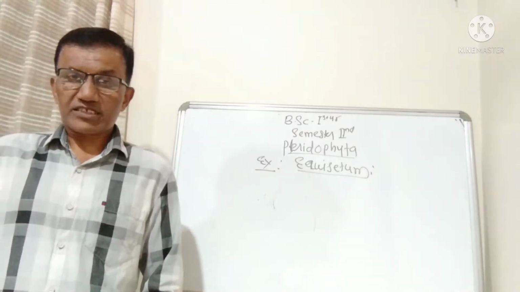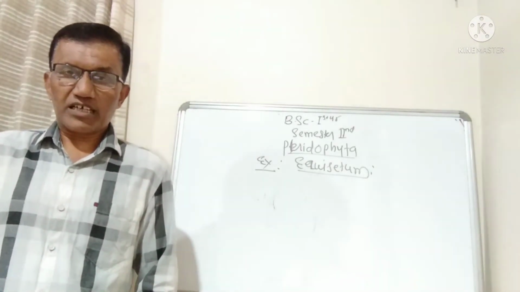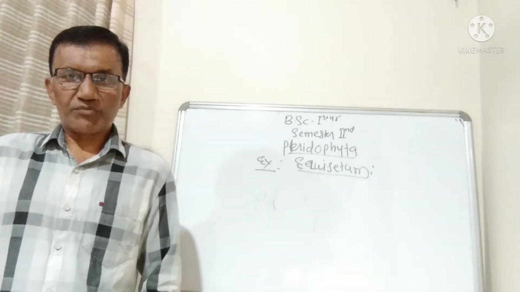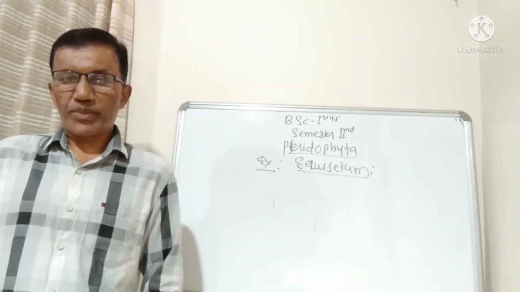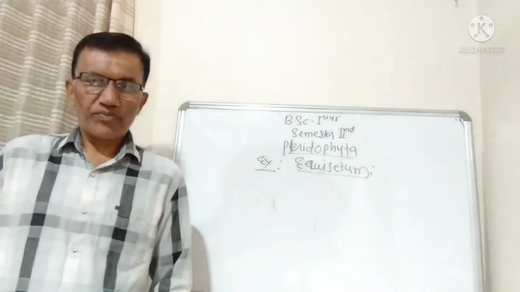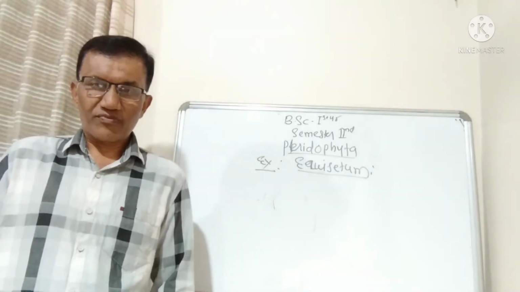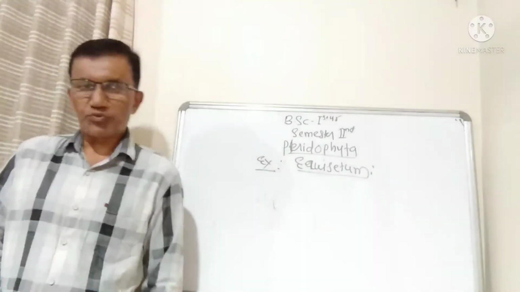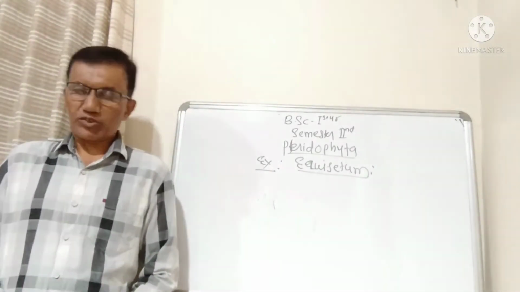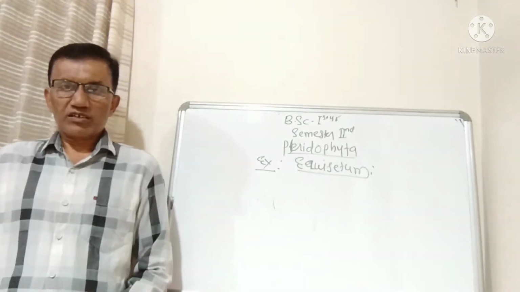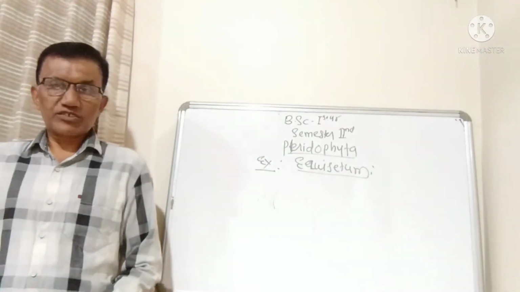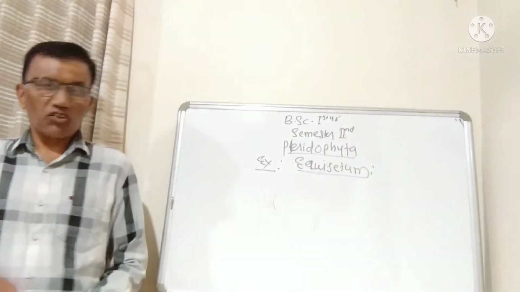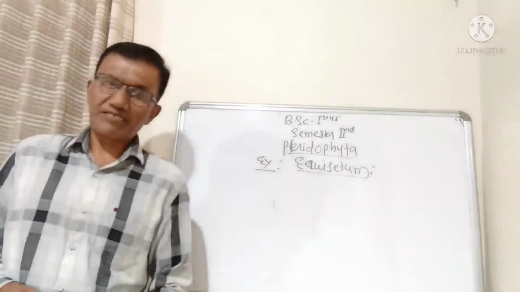Another important characteristic of Selaginella is its heterospory, the formation of megaspores and microspores. What are the megasporangium? What are the microsporangium? Where are they present? These things are the heterospory nature of Selaginella. All these things we have seen in the last class.